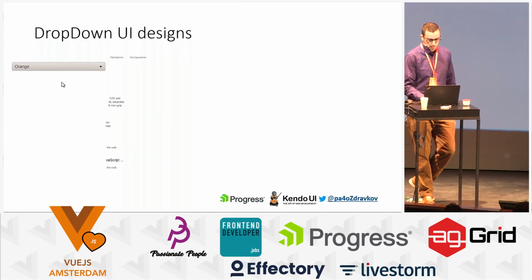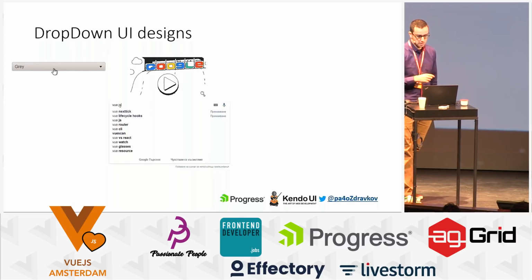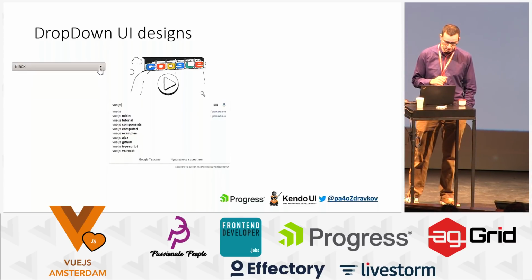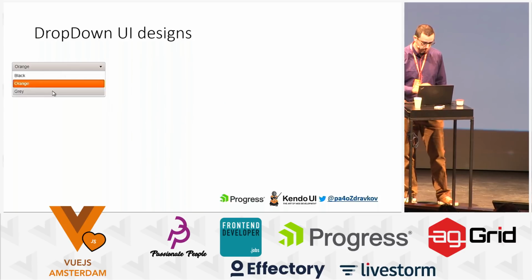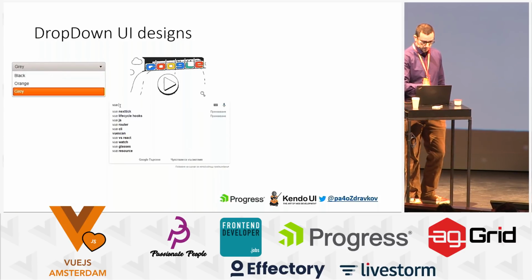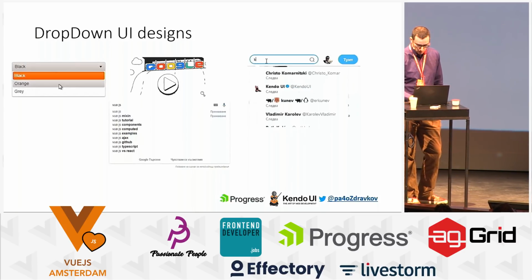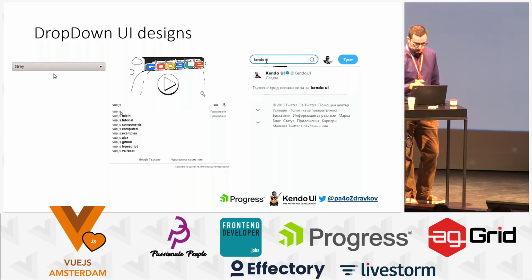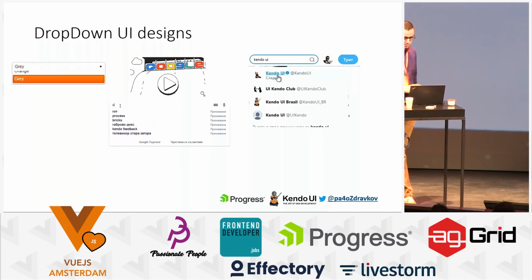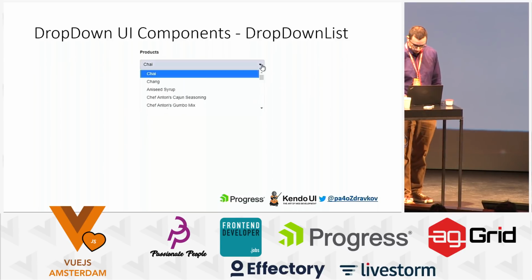Here is, for example, a very simple scenario of that, where you just pick something from the drop-down. Another example of a drop-down design is Google. We type something there, and we have some text results, and below that we have the buttons. After that, we have Twitter, where you have different results there in the drop-down.